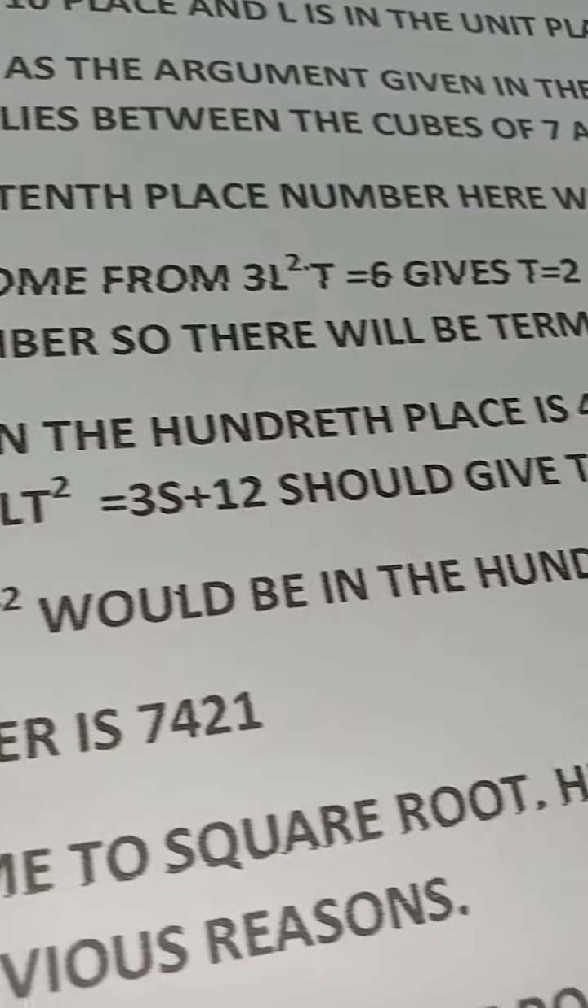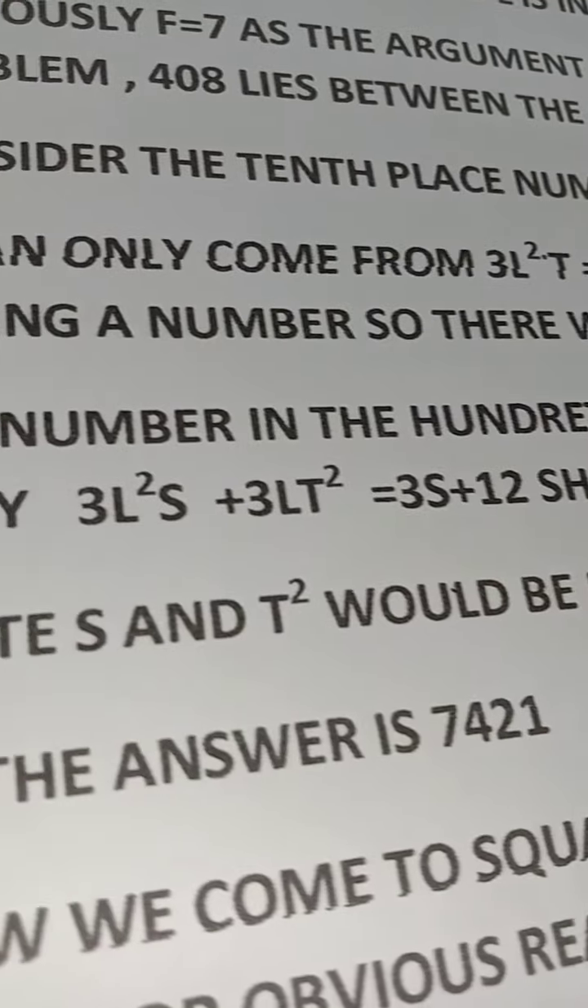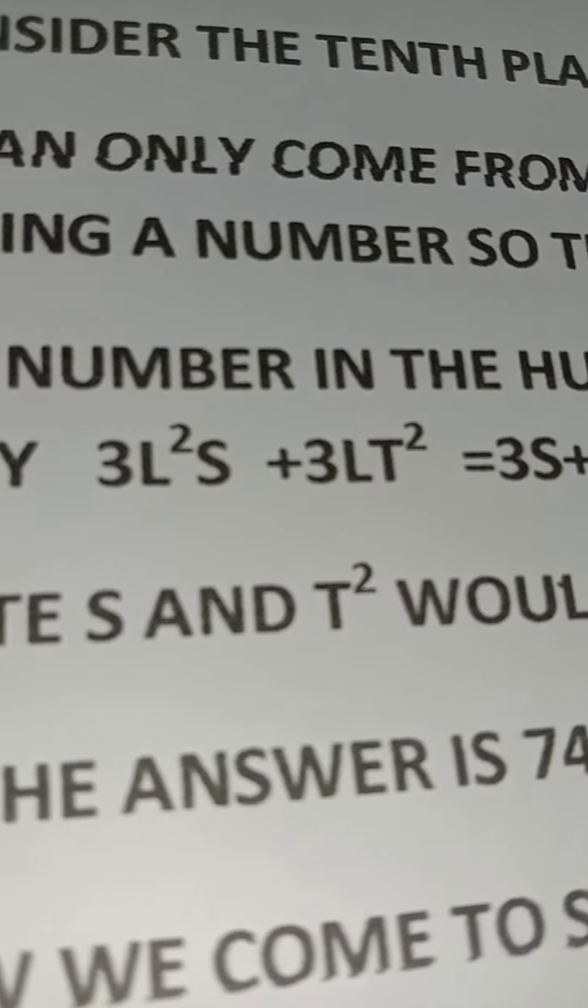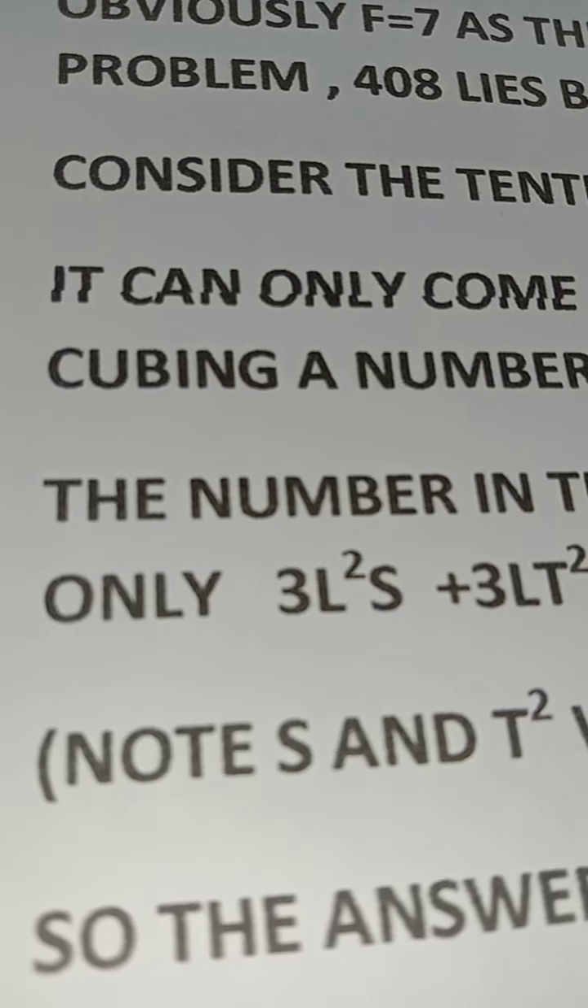And then, the digit in the 100th place is 4. So it can come only from 3L square S and 3LT square. They are in the same position. 3L square S means it is in the 100th place, and T is in the 10th place, so T square means it will also be in the 100th place. A plus B whole cube means A cube plus thrice A square B plus thrice AB square plus B cube. This formula holds even for cubes of 3 numbers, 4 numbers. It can go on, it always comes like this.